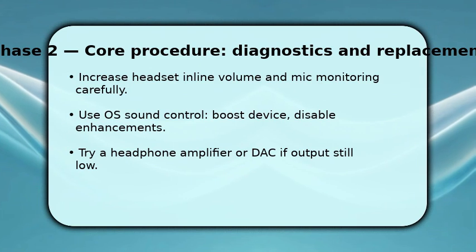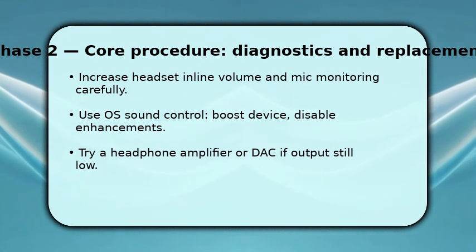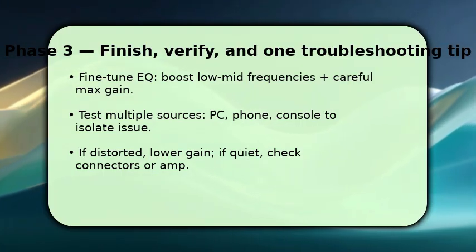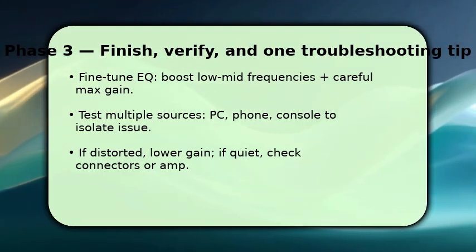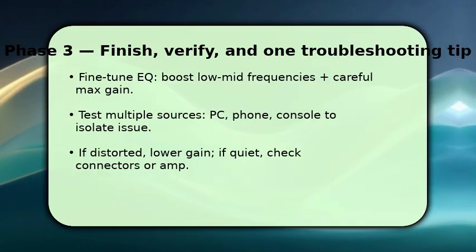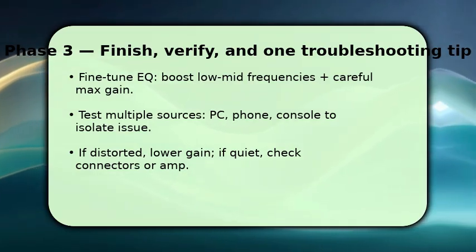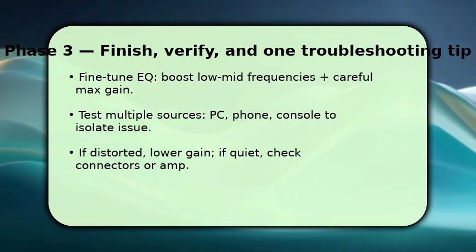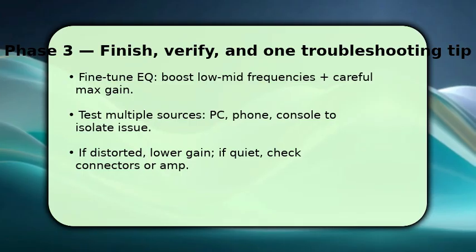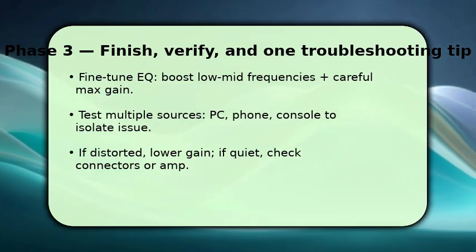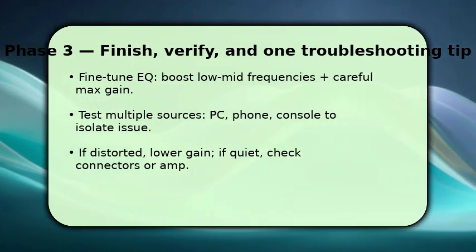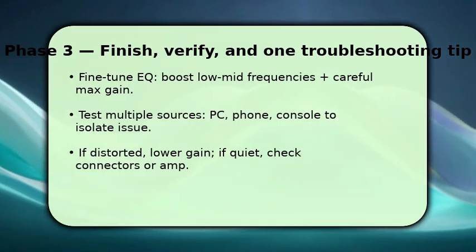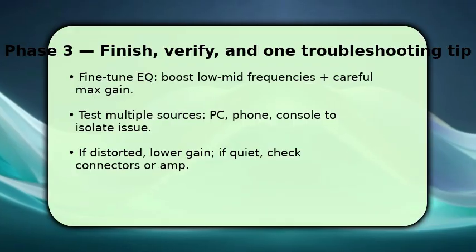Finish by tailoring EQ and checking for distortion. Slightly boost low-mid frequencies for perceived loudness and avoid extreme bass that can mask clarity. Test across multiple sources, PC, phone, console, to confirm whether the headset or source limits volume. If you hit distortion, reduce gain immediately. If it remains too quiet, reseat connectors, try a different cable, or use the amplifier. One key troubleshooting tip: swap to another pair of headphones to determine whether the Cloud 3 is the limiting factor.